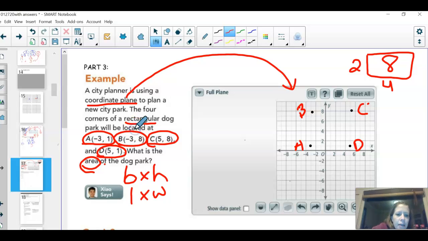Then I had -3, 8. Yo tengo -3, 8. 3 times to the left, and up 8, y arriba 8. Then I have 5, 8. So 5 is in between 4 and 6. Y entonces yo tengo 5 a la derecha y 8 arriba. So I went 5 over, 8 up, and that's C. And now I have 5, 1.